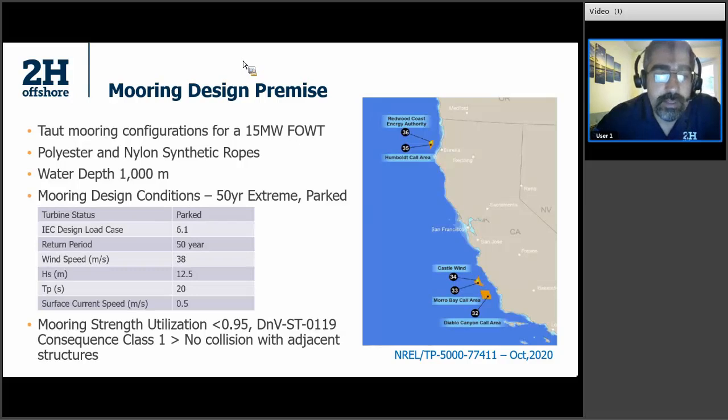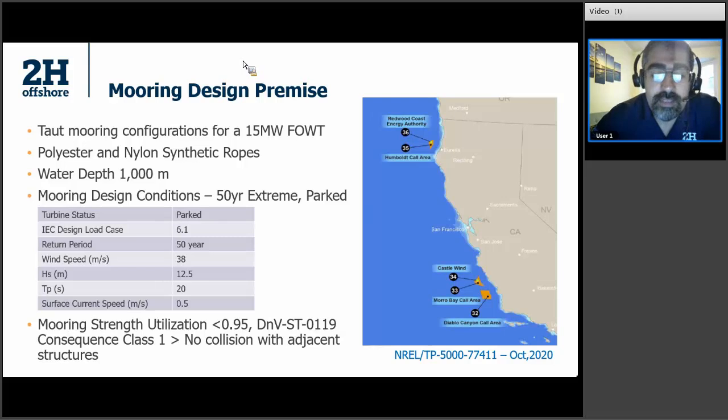And wind speed is 38 meters per second at 10 meters above the mean sea level. Hs is 12.5 and Tp is 20 seconds. We are targeting to keep our mooring strength utilization to less than 95% according to DNV standard 119.